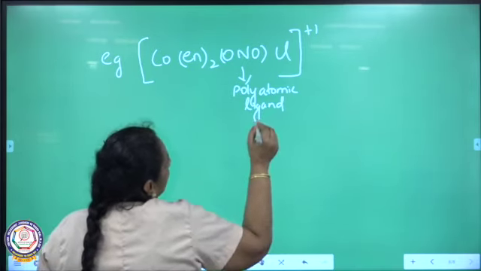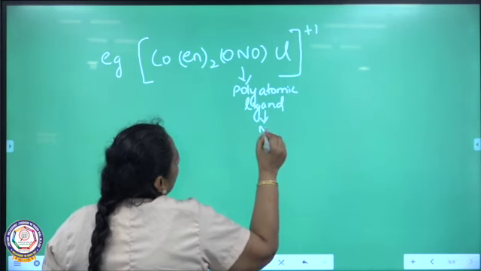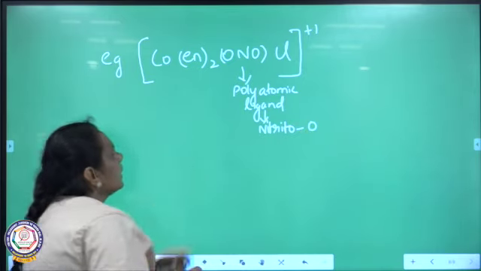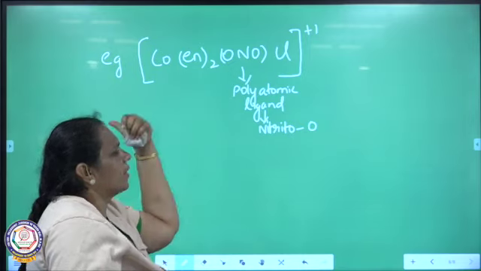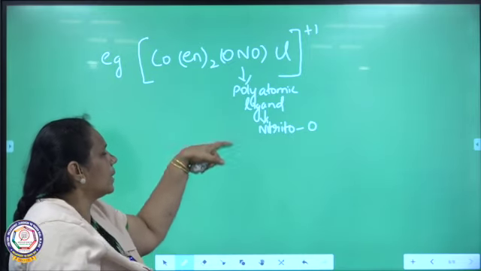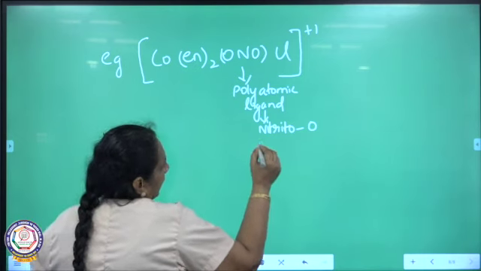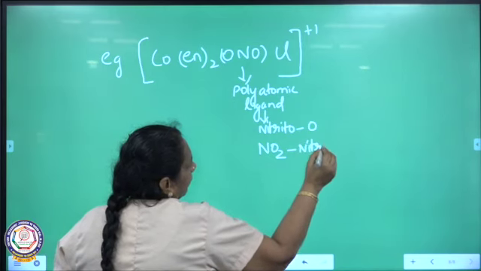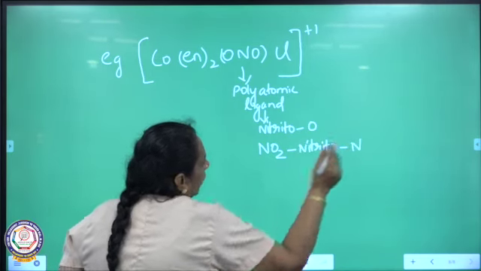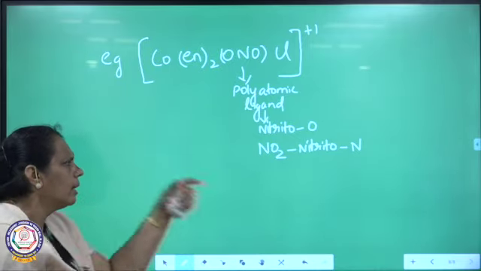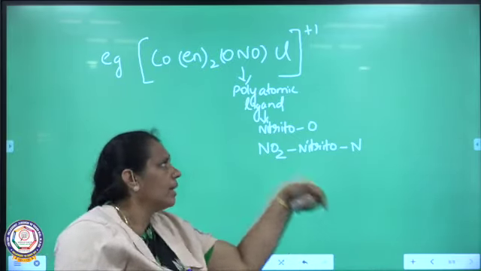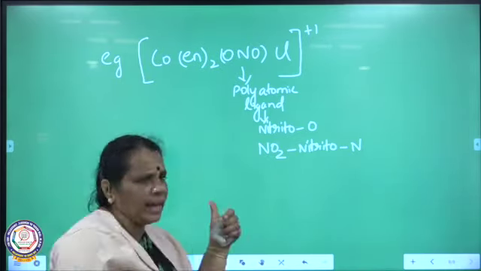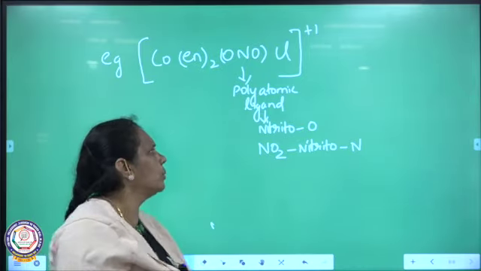It can be called nitrito-O. Here oxygen is going to donate the electron pair towards the central metal ion. So it is a polyatomic ligand. The same ligand can be written like this also, NO2, nitrito-N. If nitrogen is going to donate the electron pair to the central metal ion, it is called nitrito-N. Here I have arranged the ligand as ONO, otherwise called nitrito, where oxygen donates the electron pair to the central metal ion.